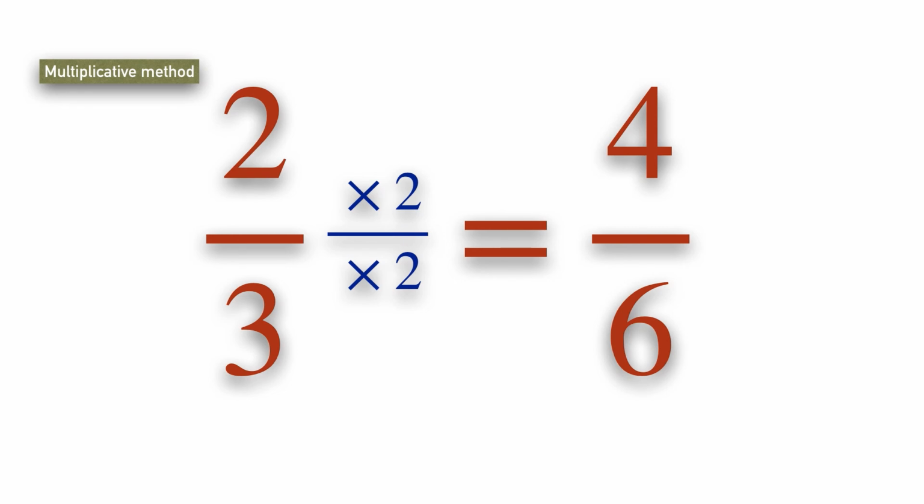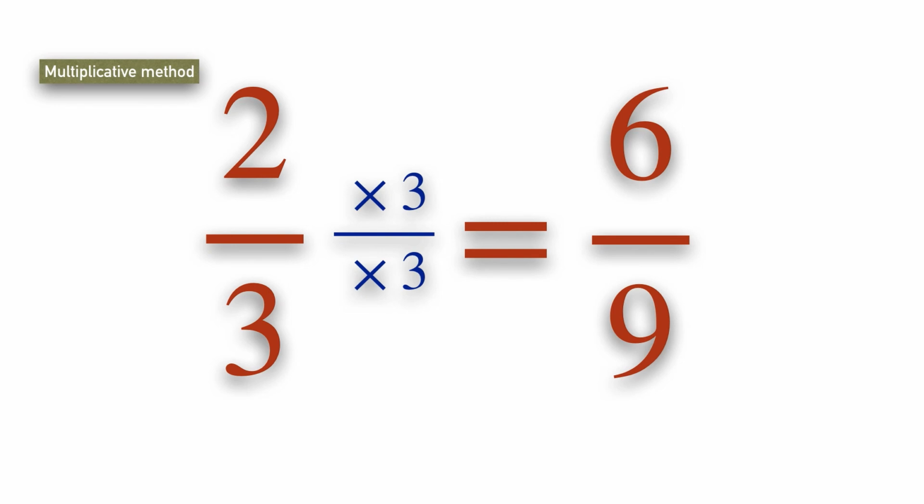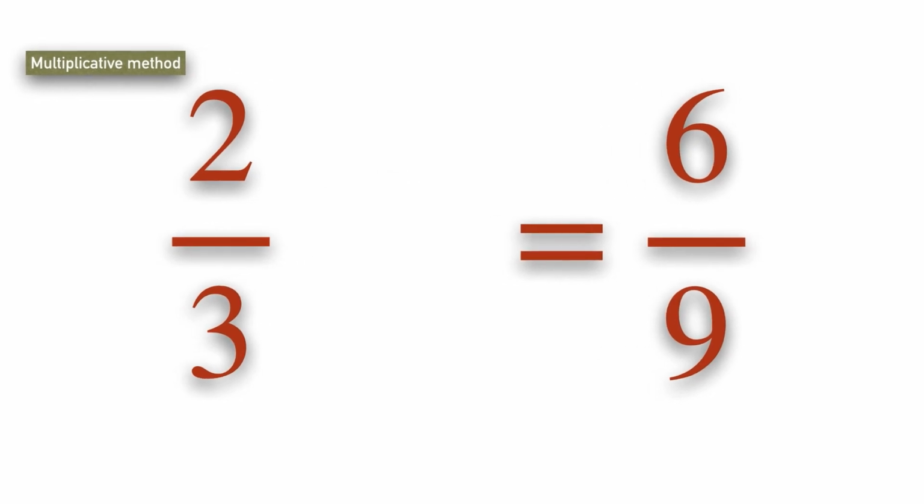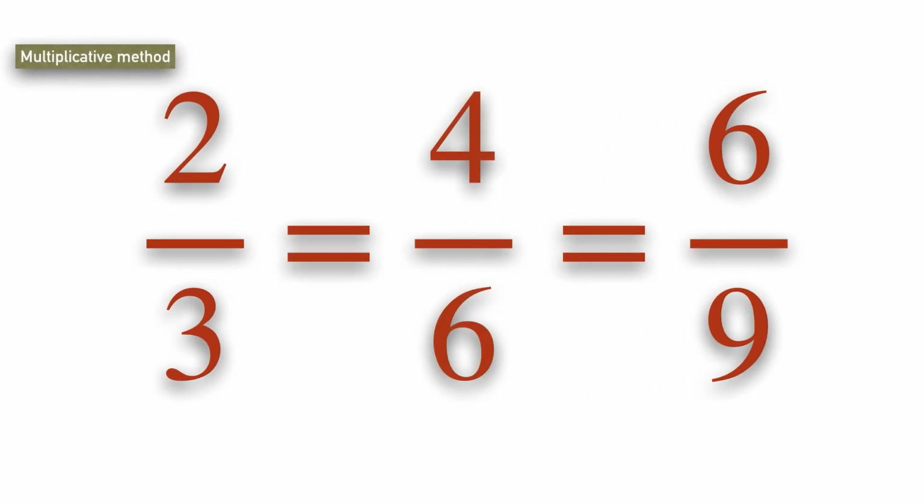2 times 2 is 4, 2 times 3 is 6. So 4/6 is another equivalent fraction. And multiplying by 3, 2 times 3 gives you 6, 3 times 3 gives you 9. This is also an equivalent fraction. Hence, 2/3, 4/6, and 6/9, and any other multiples of that are also going to be equivalent fractions.